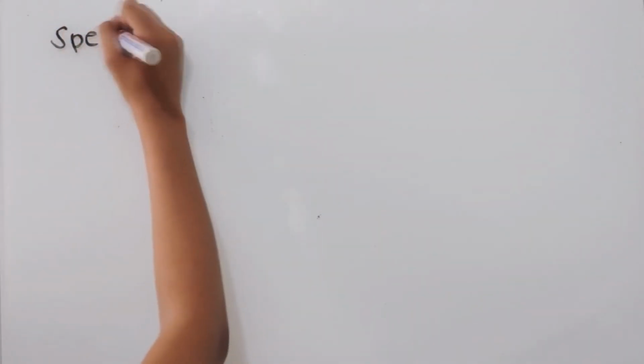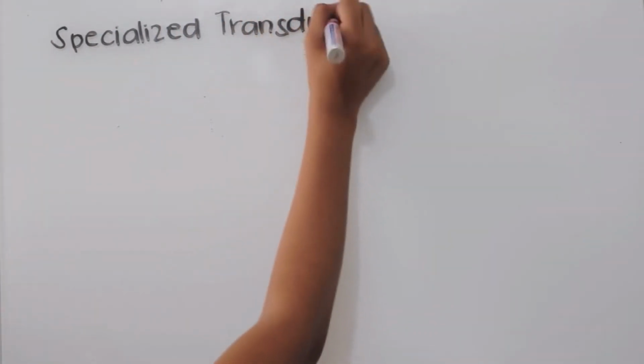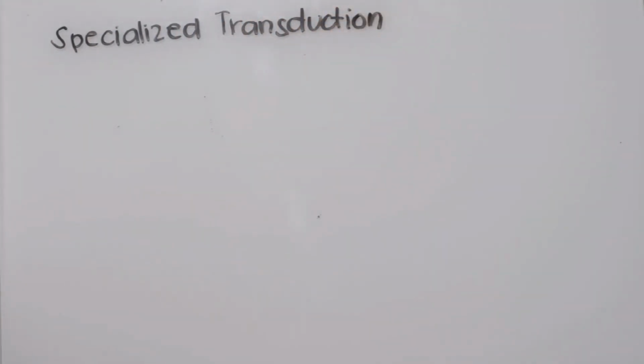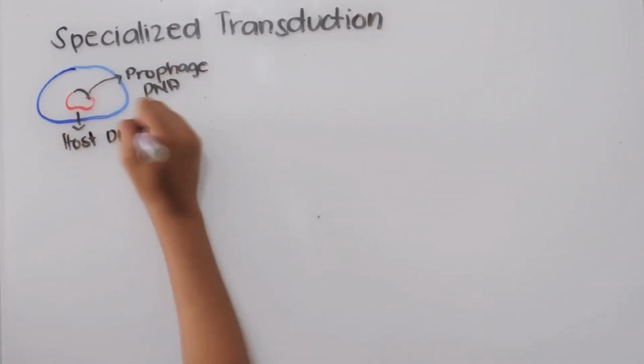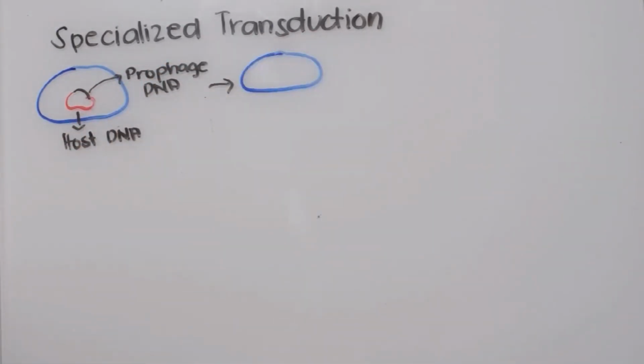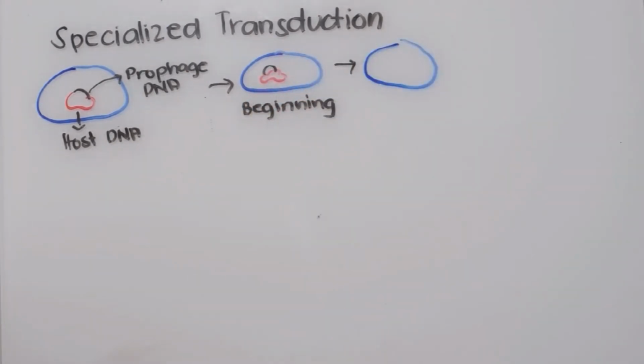In specialized transduction, on the other hand, only certain bacterial genes can be transferred. These genes, as you will see, must exist on either side of the prophage. Specialized transduction requires a phage that uses the lysogenic cycle for reproduction. The process of specialized transduction occurs when the prophage DNA integrates into the bacterial DNA. Then, the prophage DNA cuts incorrectly and exchanges its DNA with that of the bacterial host cell.